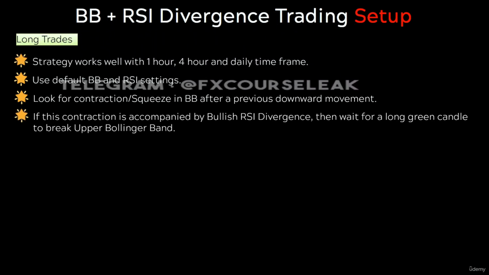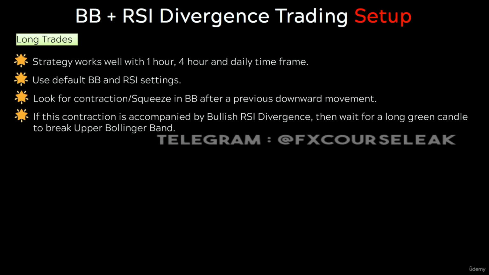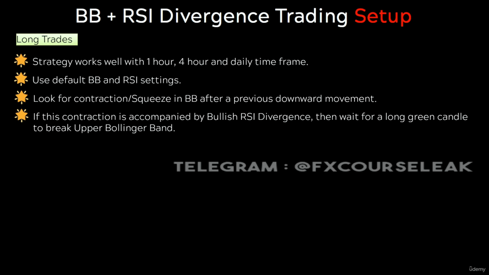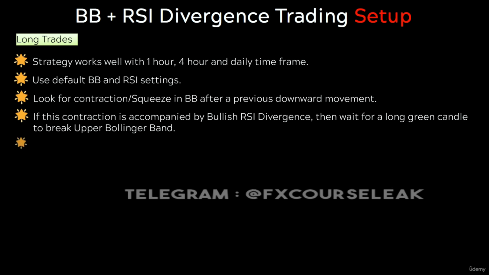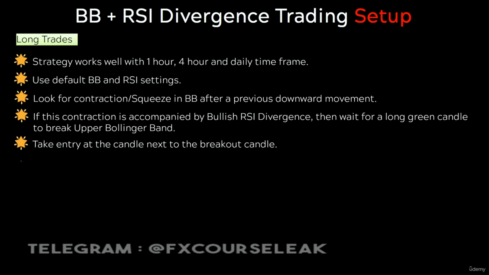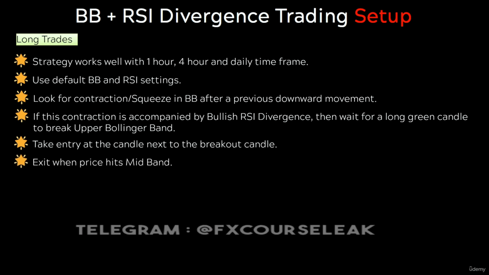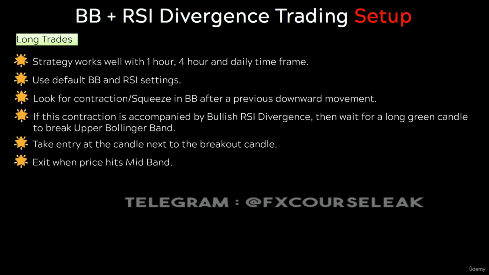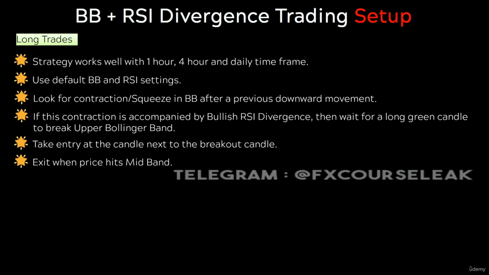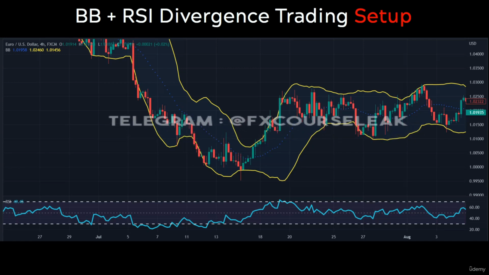Next, if this contraction or squeeze is accompanied by a bullish RSI divergence, then wait for a long green candle to break the upper band and next take entry at the candle next to the breakout candle. Now you must exit when price hits this mid-moving average line. So friends, I hope the rules are clear to you. So let's dive into some charts to get the clarity on the rules and trading setup.